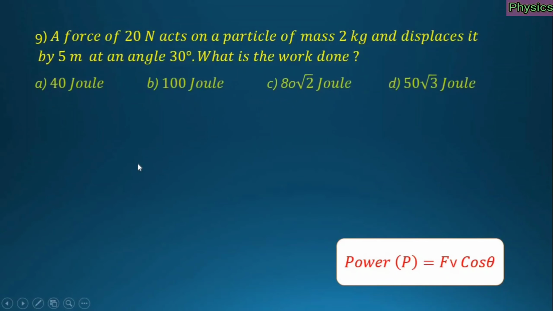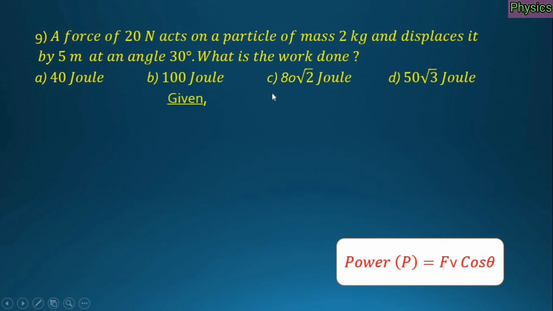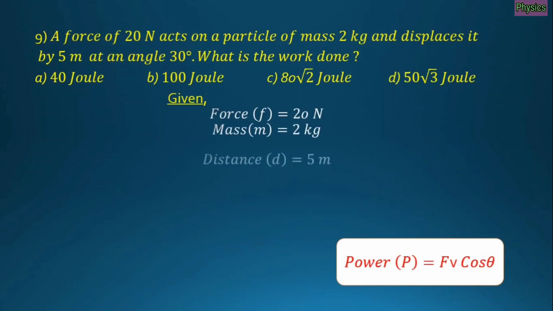In question number 9, we have a force of 20 Newton acts on a particle of mass 2 kg and its displacement is 5 meter at an angle of 30 degrees. What is the work done? Given force equals 20 Newton, mass equals 2 kg, distance equals 5 meter.